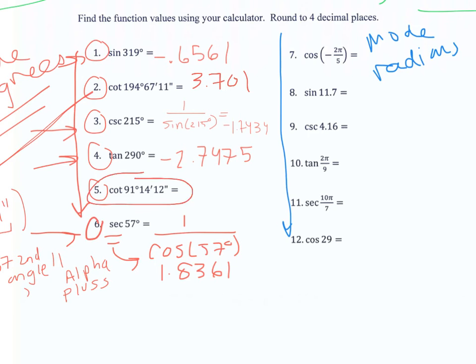Same thing for cotan, so just follow the same rules. 1 over the tangent of 91 degrees, 14 minutes, 12 seconds. And when you put this in your calculator, to get the degree symbol, you hit second angle. To get the minute, second angle. Seconds, alpha plus. And your final answer for that one should be negative 0.022.